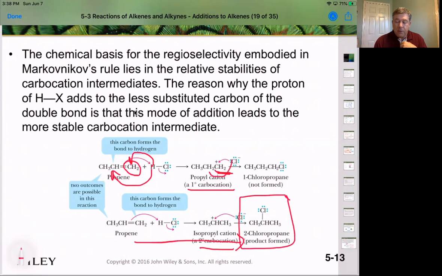And the fact that this primary carbocation is so much less stable than the secondary, we don't form that product at all. So Markovnikov's rule actually follows the rules of carbocation stability in its regioselective rule. Okay, stay for the next one.